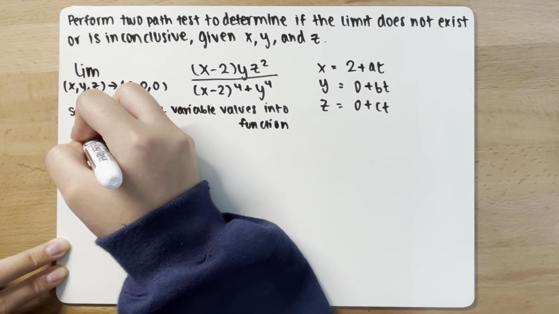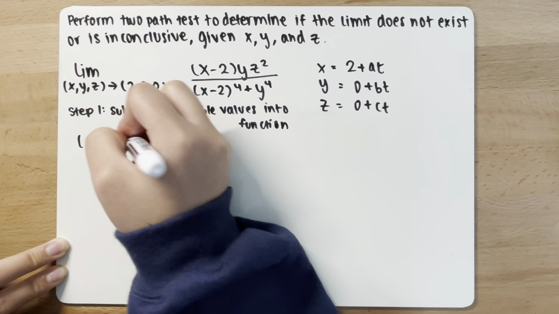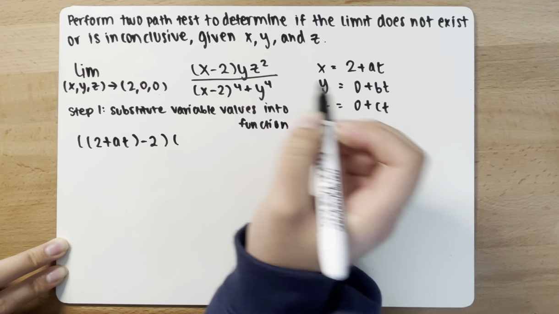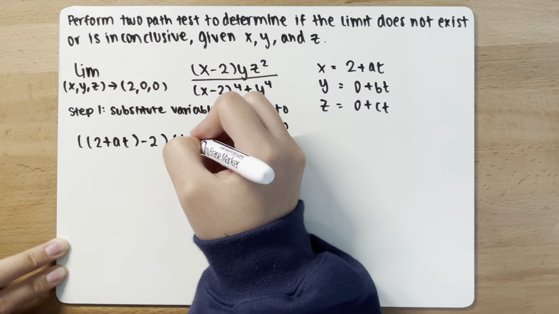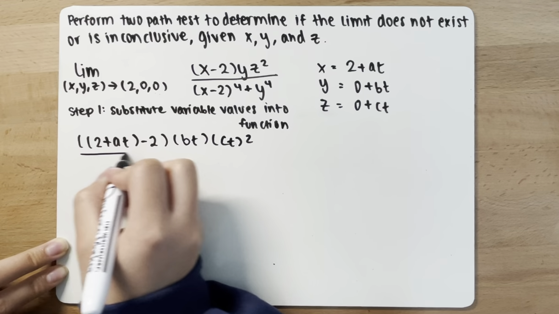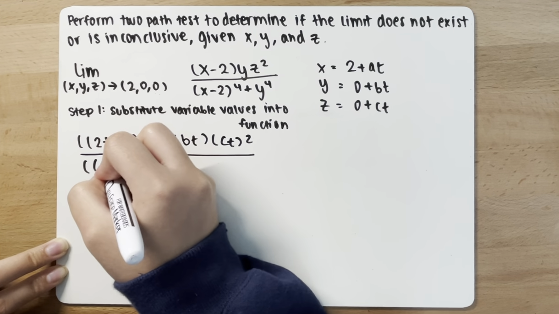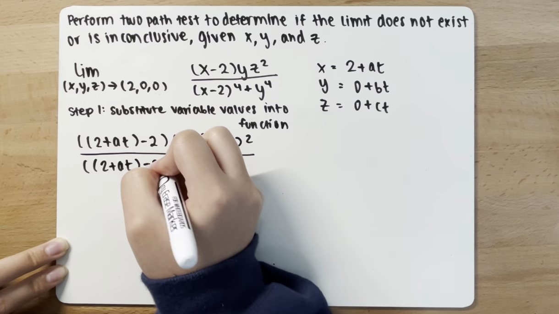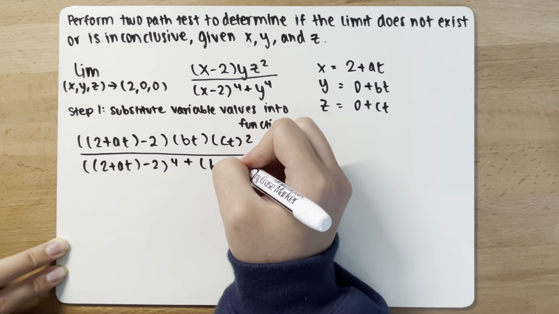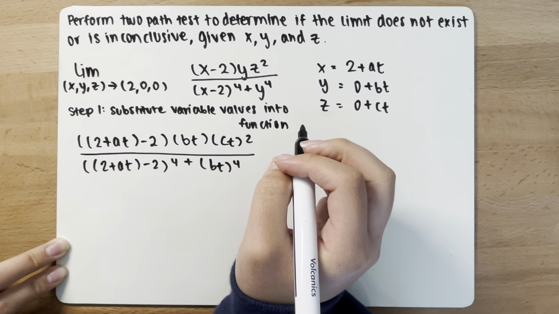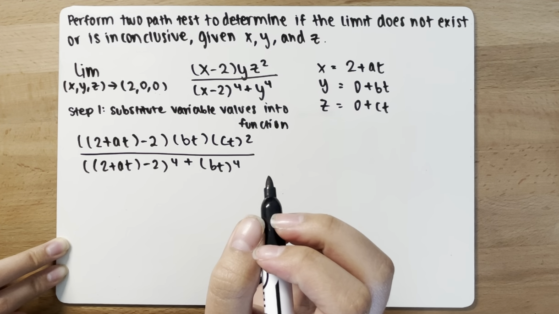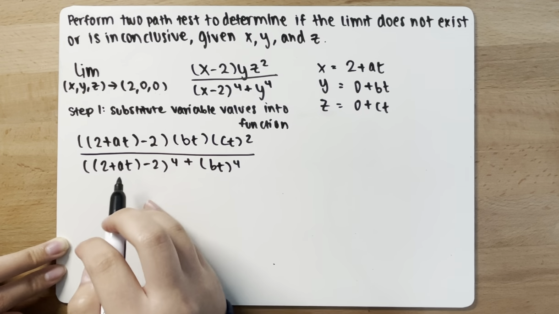Therefore, you have 2 plus at minus 2, y, which is bt, z, which is ct squared, over x, which is 2 plus at minus 2 to the 4th power, plus y, which is bt to the 4th power. Now what you want to do next is combine like terms, so simplify this.